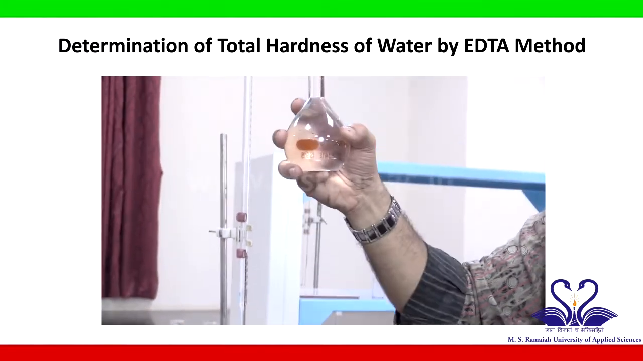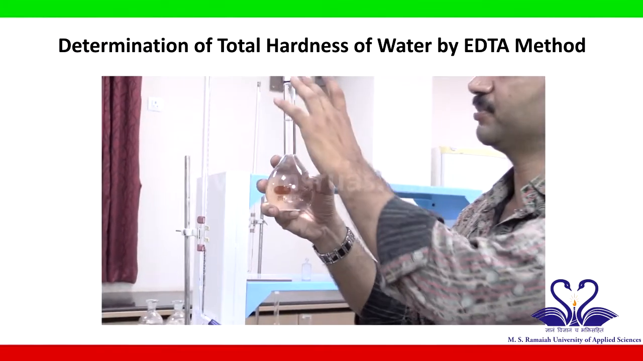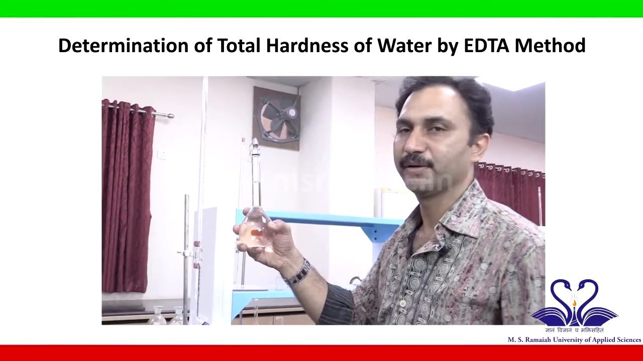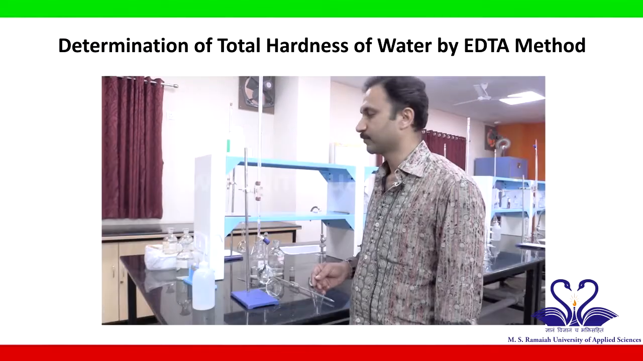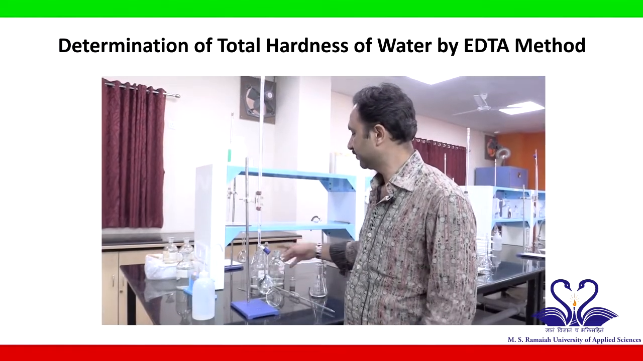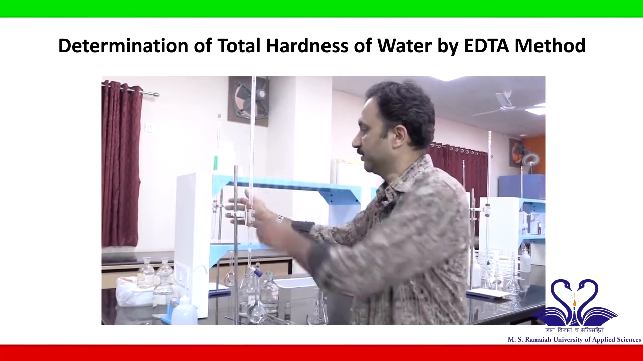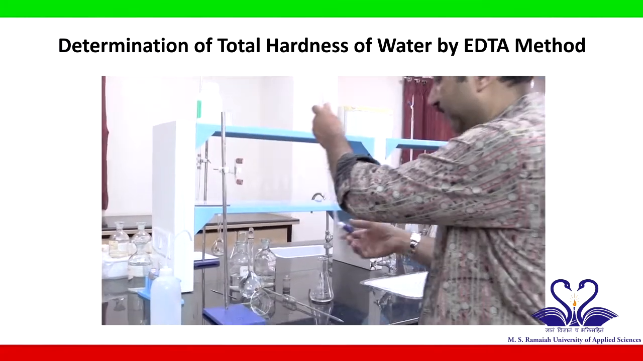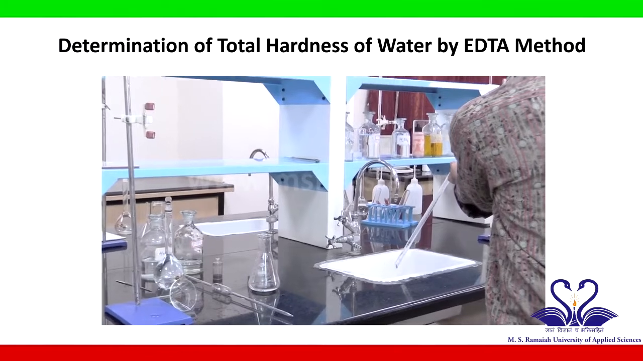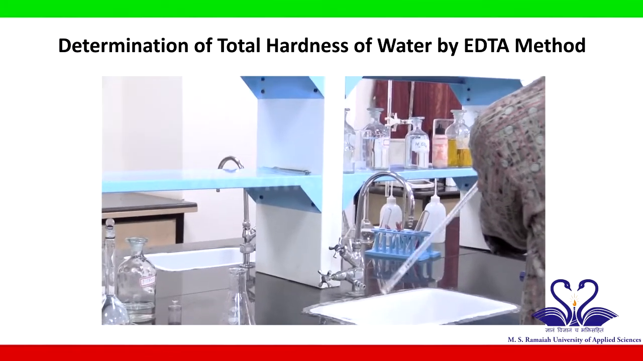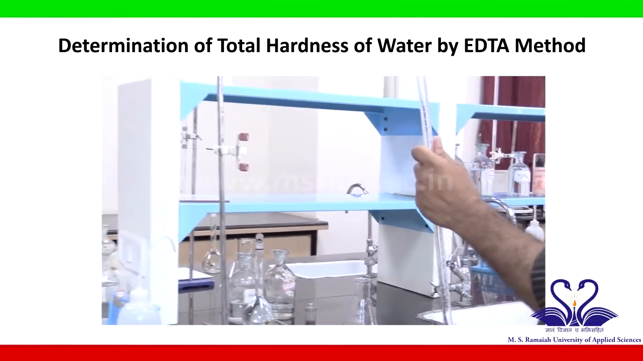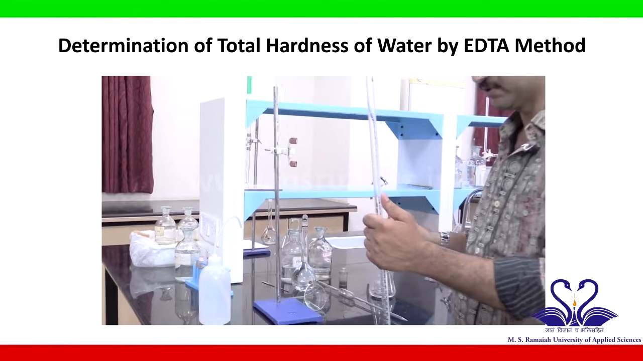So one thing you have to see is that you should not put the stopper until you make it up to the mark. Okay, the standard solution is ready. So the standard solution should be taken inside this burette. So you are using a 50 ml burette. You can remove the water. Remove the water. Now you have to rinse it with the standard solution first.